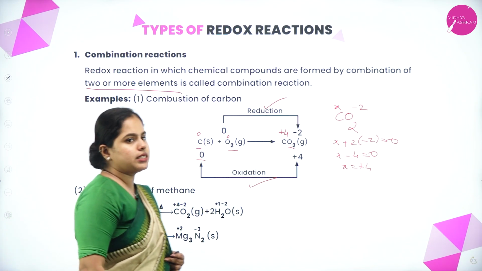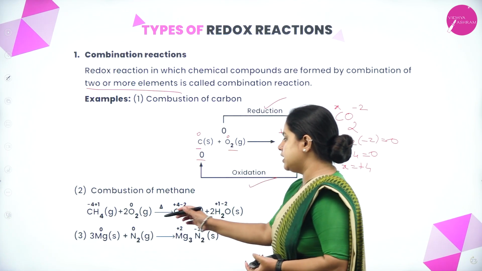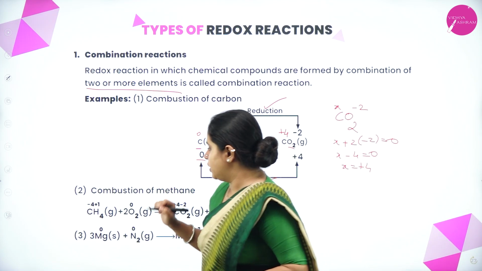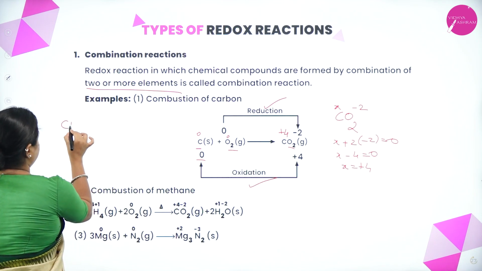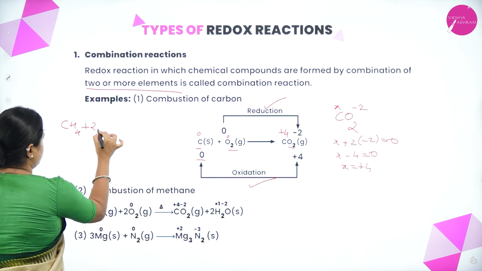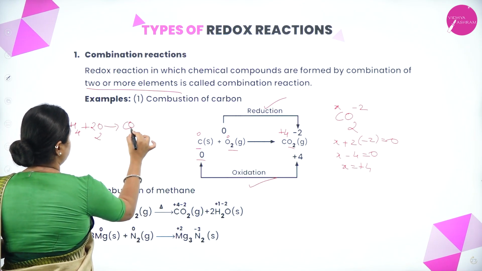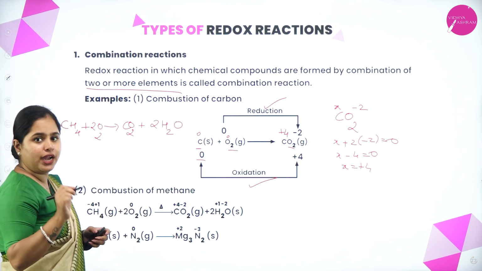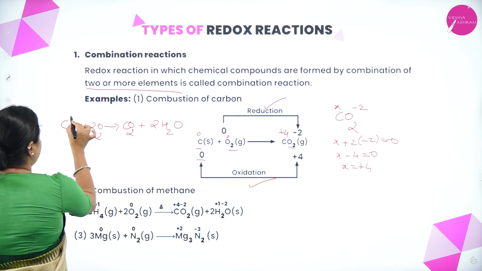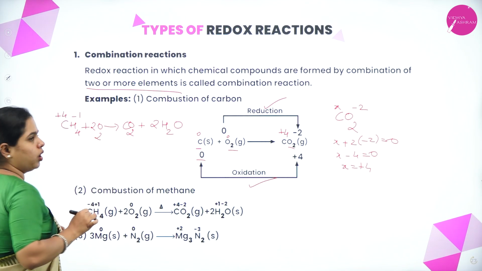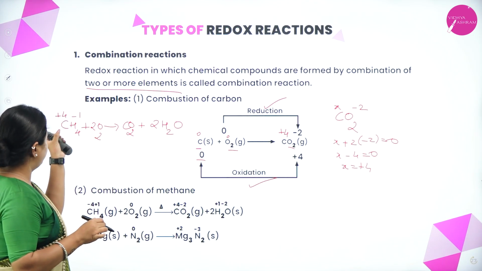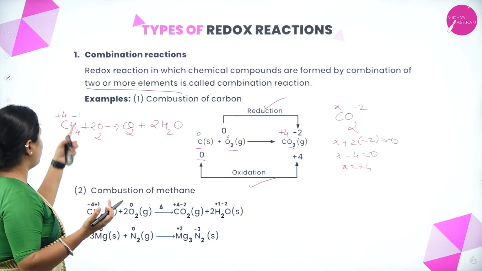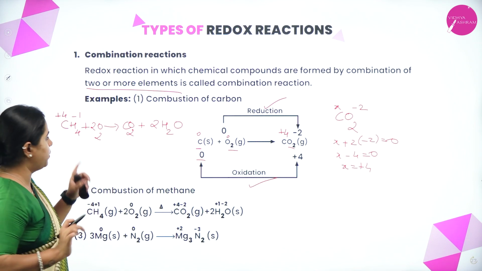Okay. Now the next example is combustion of methane. CH4 plus 2O2 is giving CO2 plus 2H2O. Okay. So let us write down this example here. CH4 plus 2O2 giving CO2 plus 2H2O. So in CH4, for hydrogen it is -1, right? And carbon it will be +4. How come? 4 atoms are there. So for hydrogen it is -1. 4 atoms are there. So to balance it, it will be +4.